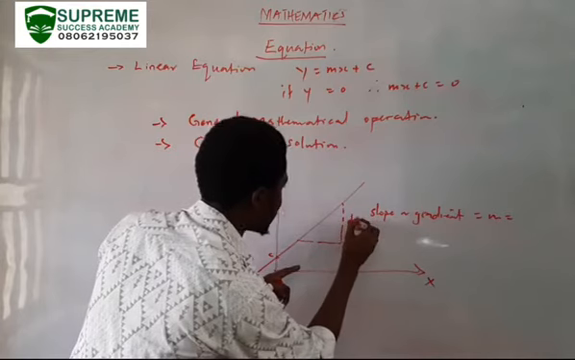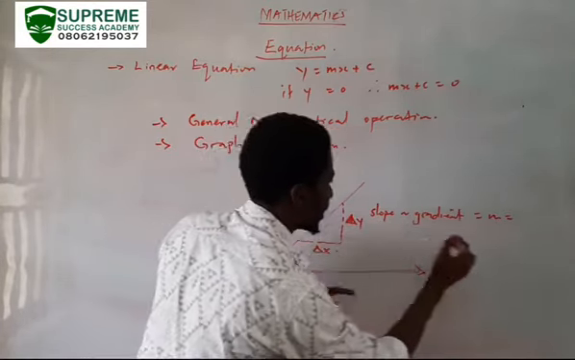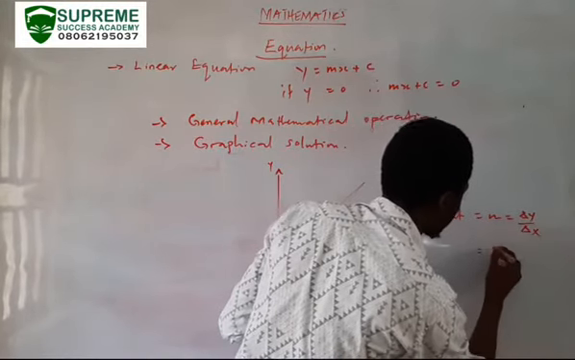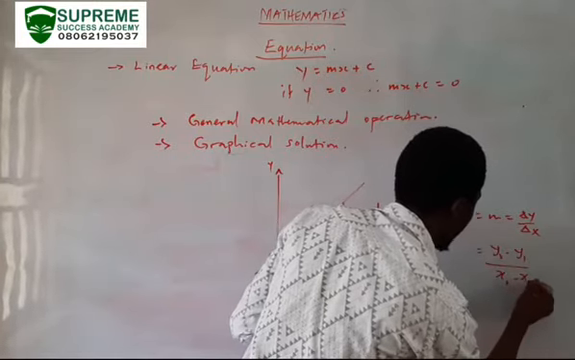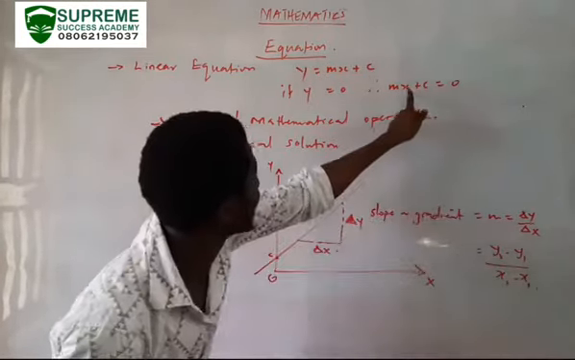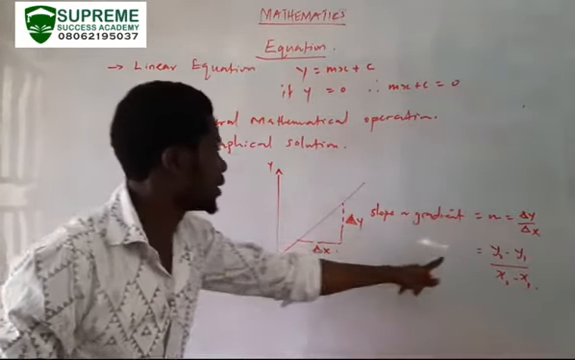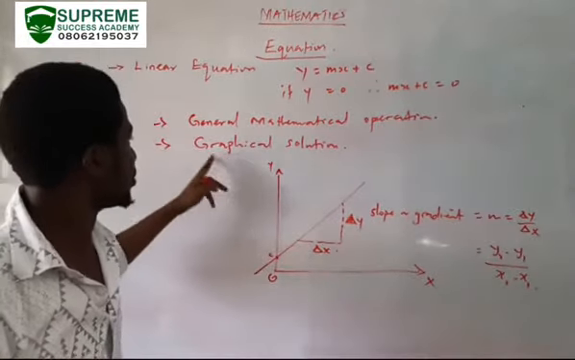Change in y over change in x. So that's what we refer to as change in y over change in x, which is the same thing as y2 minus y1 divided by x2 minus x1. That's how we determine the parameters m and c. Can you see? This is your c and this is your m parameter. Good. That's how to solve using the graphical method.